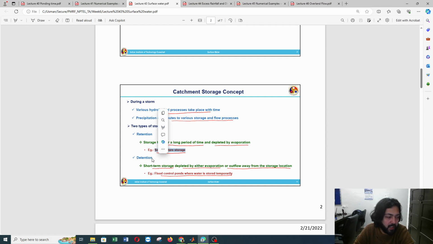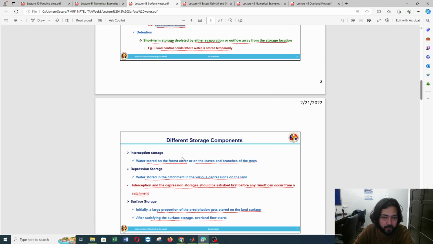If you talk about detention storage, this kind of storage is stored for a very short period of time. It will be depleted either by evaporation or outflow from the storage location. An example for this kind of storage is flood control ponds, where water is stored temporarily. So this is a temporary storage, and retention is for a longer period, we can't say permanent, but it is for a longer period of time. So retention is stored for a longer period of time and detention is stored for a shorter period of time.